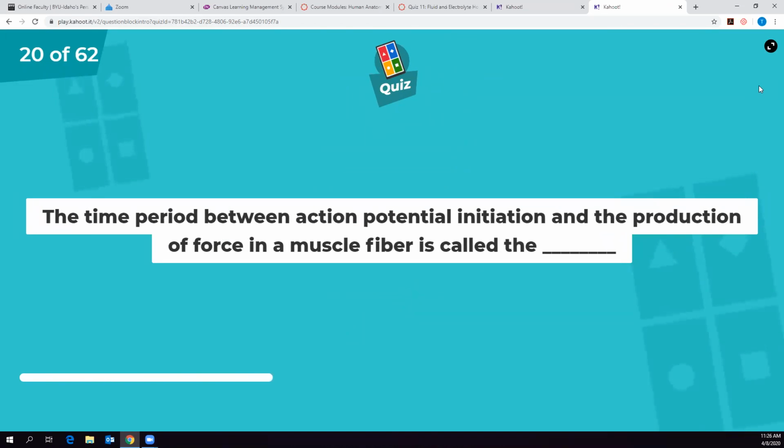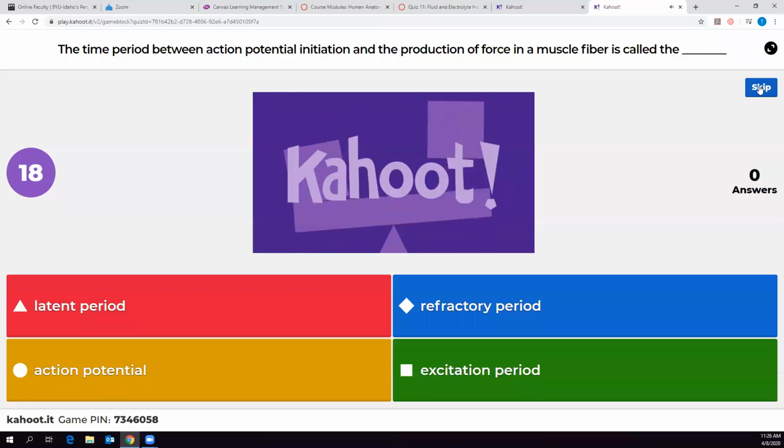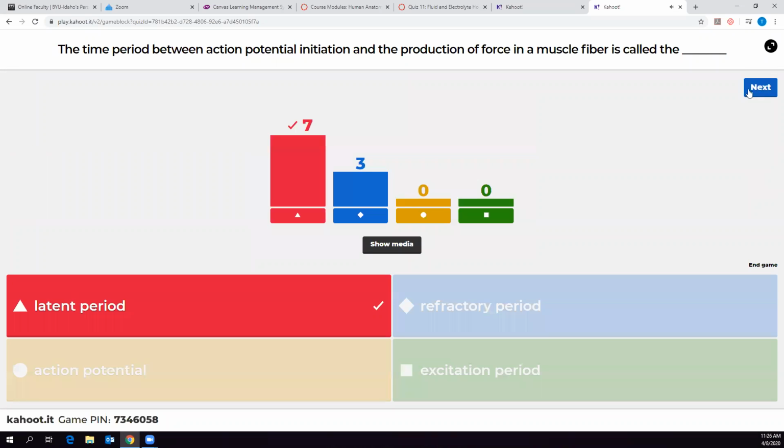The time period between action potential initiation and production of force in a muscle is called the. So the stimulus came to the sarcolemma, and then eventually we got actin and myosin sliding past one another. So what do we call that in between time? Perfect. It is the latent period. Good.